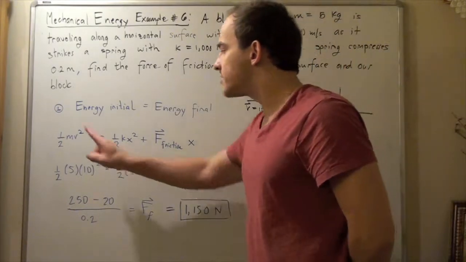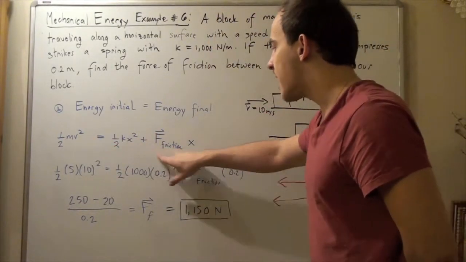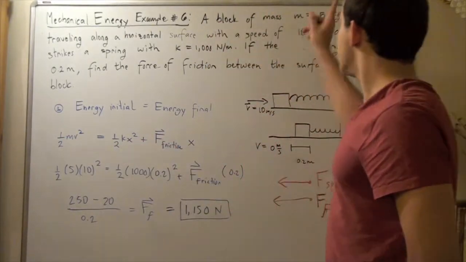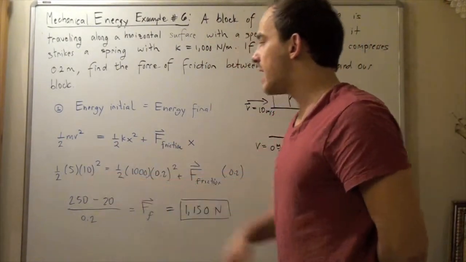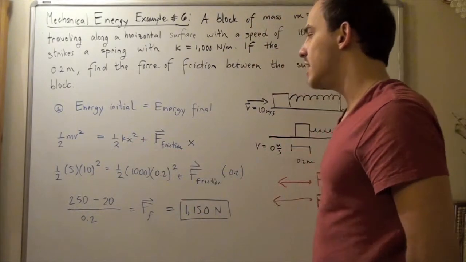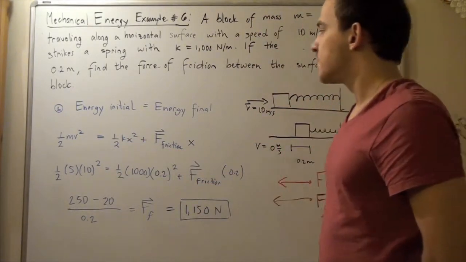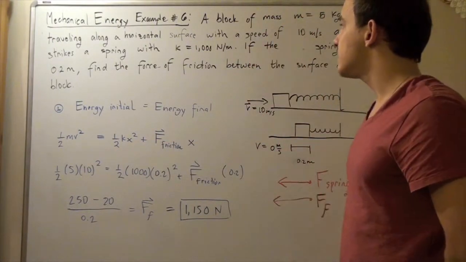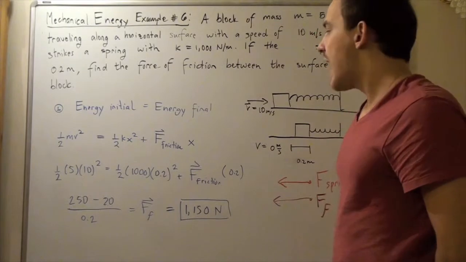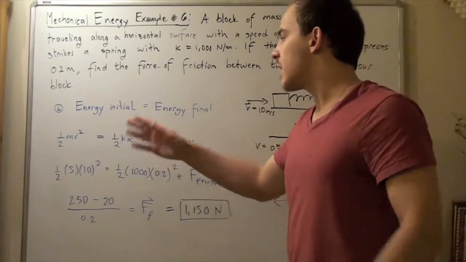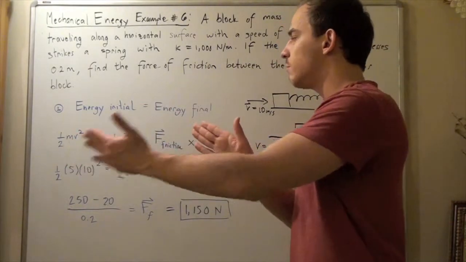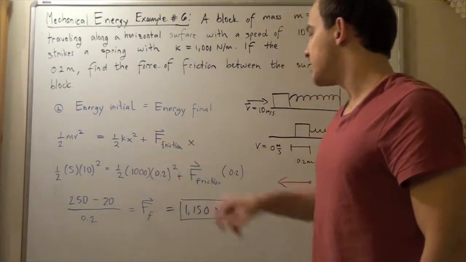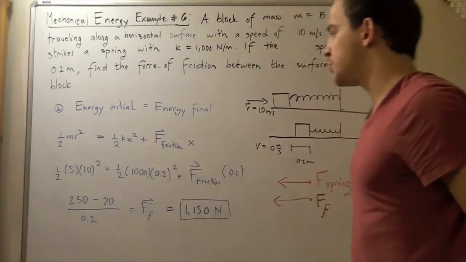Now we basically want to plug our knowns in and then solve for the force of friction. So, what do we know? Well, we know the mass is simply 5 kilograms, so we plug in the mass. We know the initial velocity, which is simply 10 meters per second, so plug that in. We also know k, our spring constant, 1,000 Newton per meter, and we know our x, the distance our spring compressed, and the distance our block traveled in the right direction. So we plug in 0.2, and 0, and 0.2.